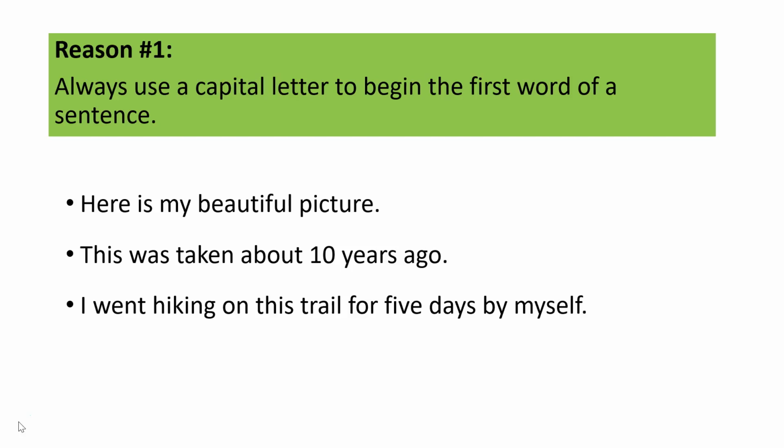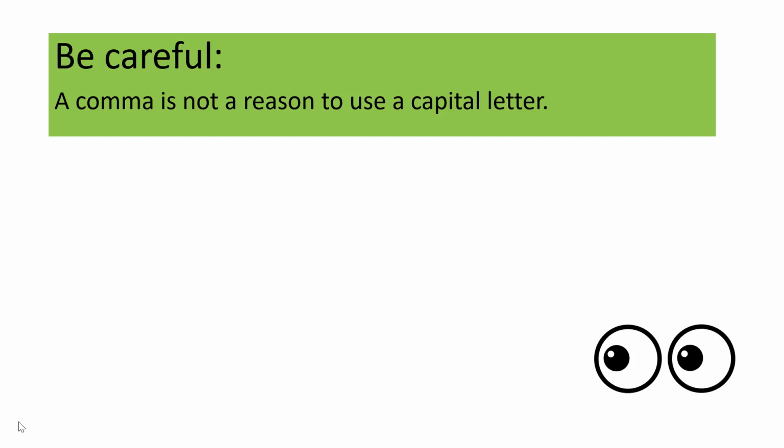When I look at these sentences, I have a capital H, a capital T, and a capital I. The reason why we have capitals in these places is because H is the first letter of the sentence, T is the first letter of the sentence, and I is the first letter of the sentence. So we don't have any choice. If that letter is in the first position of the sentence, then 100% we have to use a capital letter.